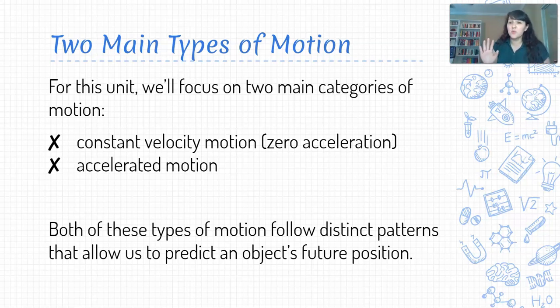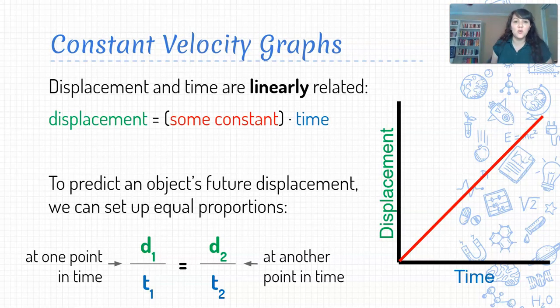Sometimes when objects are moving, they maintain a constant velocity, or in other words, they are not accelerating, right? And then the other option is they are accelerating. Okay, so those are our two big types of motion that we are examining in this unit. Now, let's start with constant velocity, because that's the nice, happy, gentle one, right?